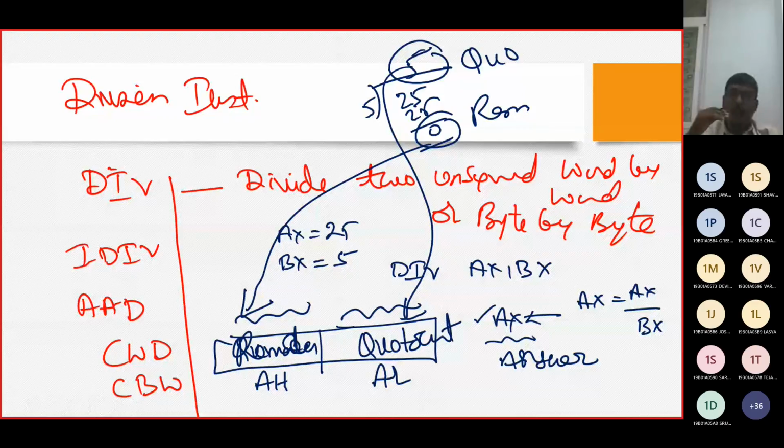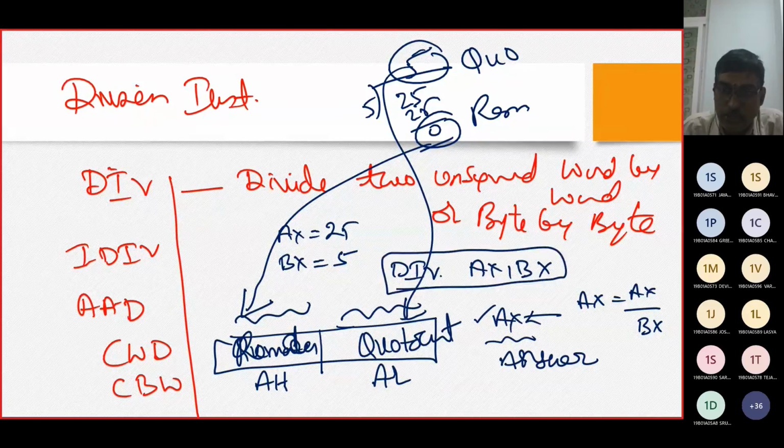So this was the takeaway, what we have to understand here. We perform division on two unsigned numbers, either byte by byte or word by word. The instruction is DIV AX, BX. That means AX equals AX divided by BX, where AX is 25 and BX is 5. Division is performed, it is fine.